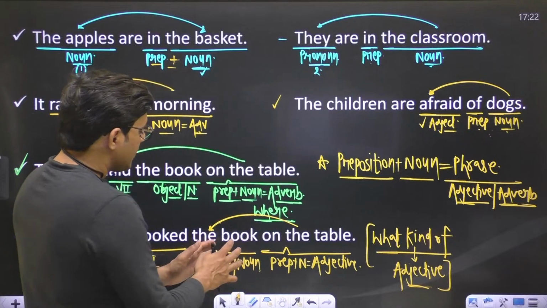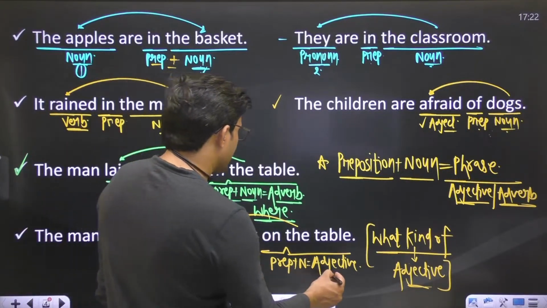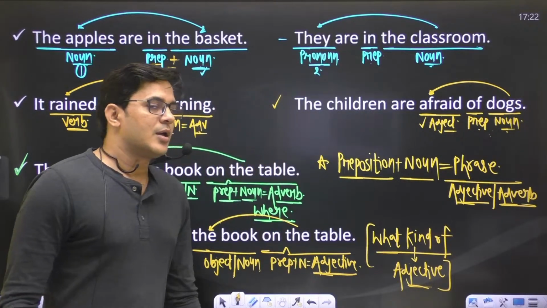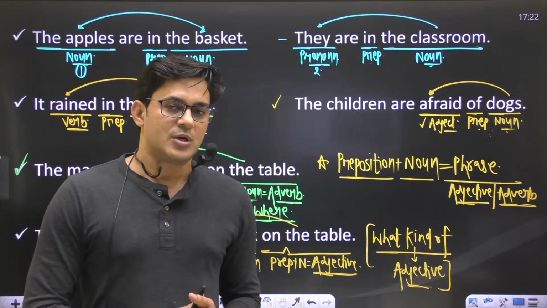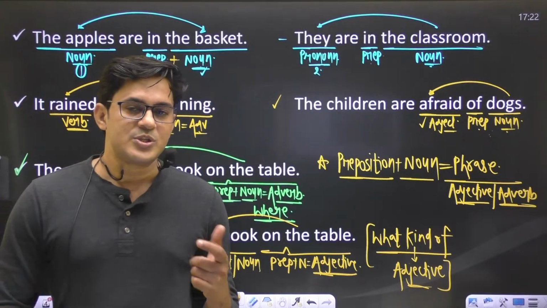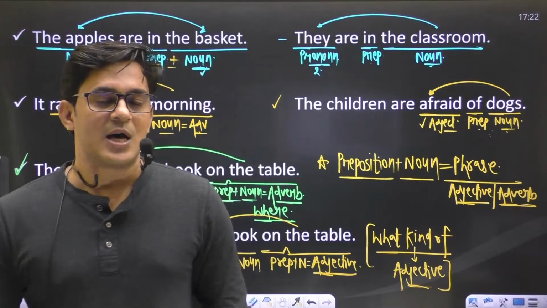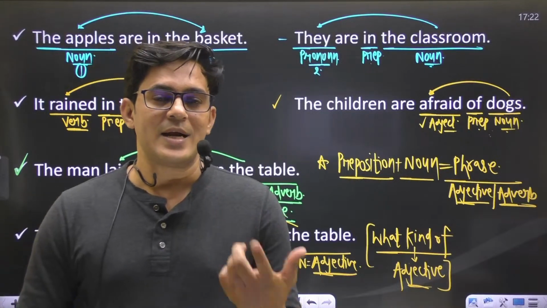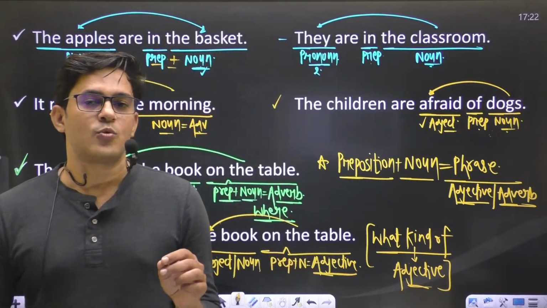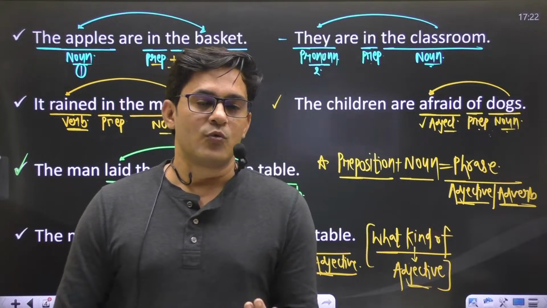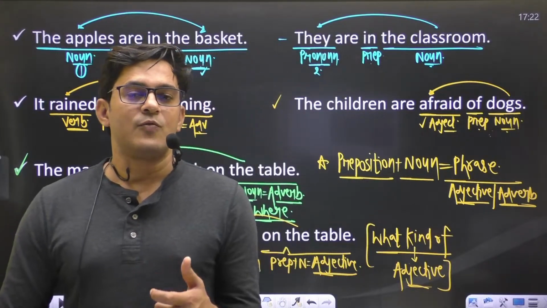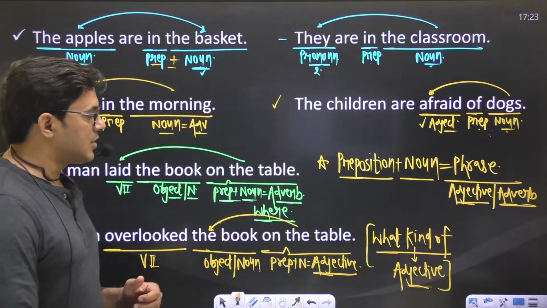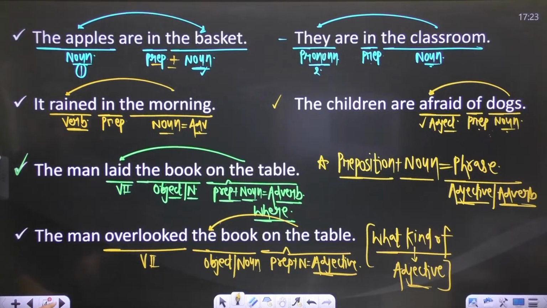So whatever qualifies a noun or pronoun, that word is always adjective. So now on the table, this phrase is adjective in nature, right? Now you can observe how preposition plus noun becomes a phrase, and how this phrase becomes an adjective or an adverb. Whenever this phrase qualifies a verb, it becomes adverb, and when this phrase qualifies a noun or a pronoun, it becomes adjective, right?